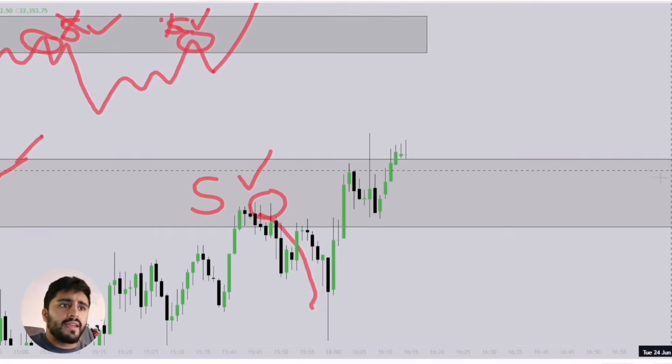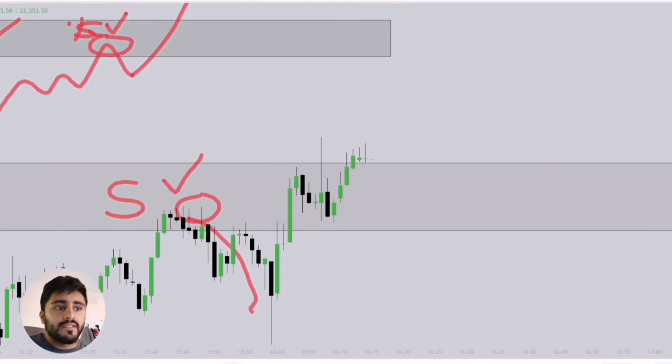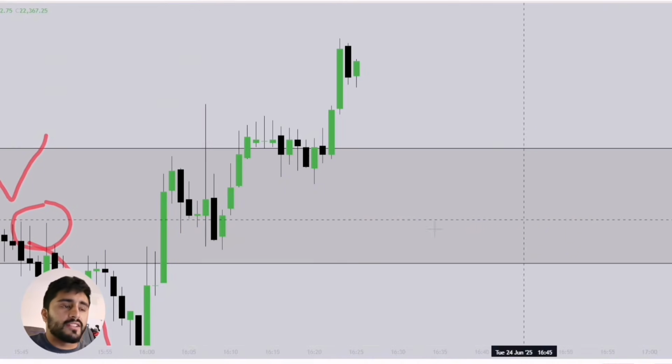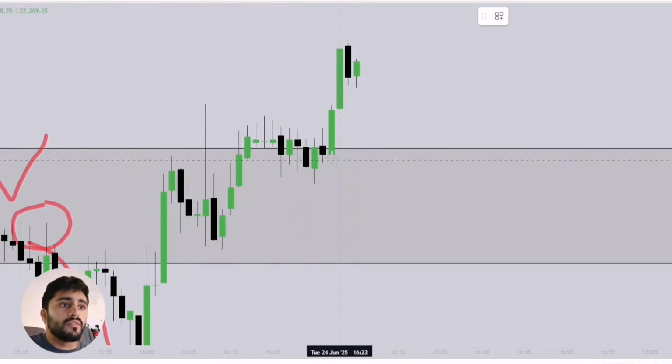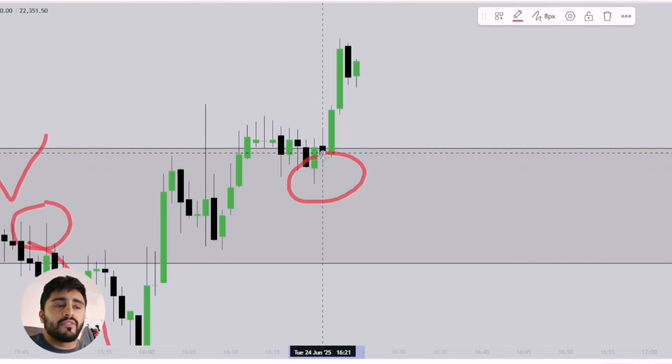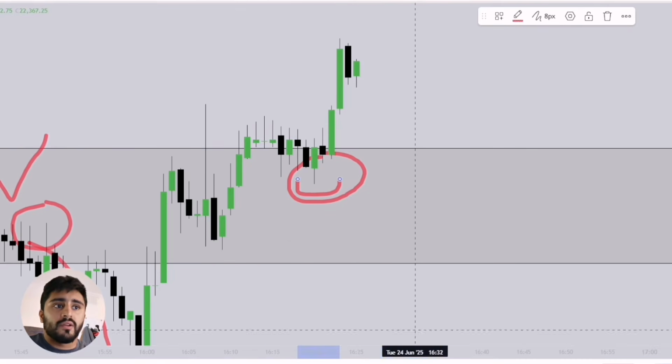Now, when we go back here to the regular candlestick chart, what we can see is price breaking before heading to the upside. So what we want to understand is what is going on over here, right? This is kind of the final rejection, right? So we want to know what's going on over here.